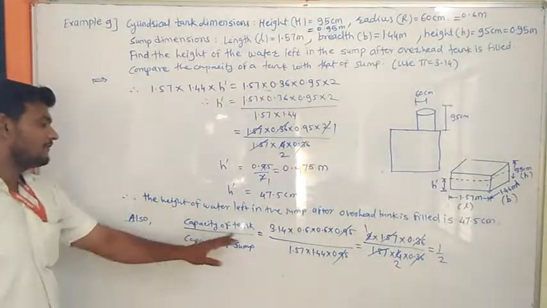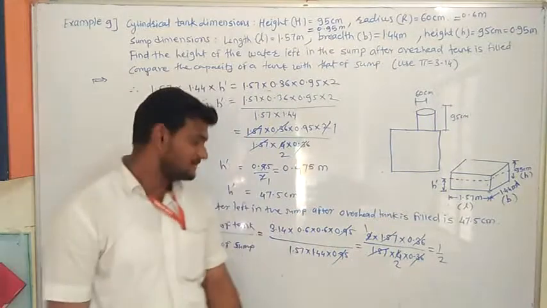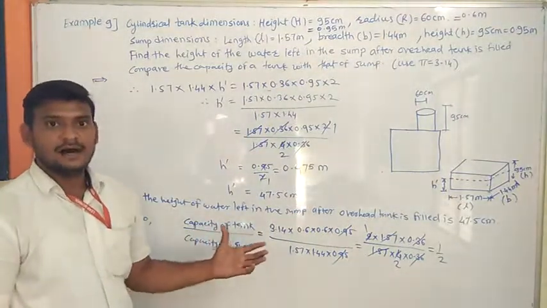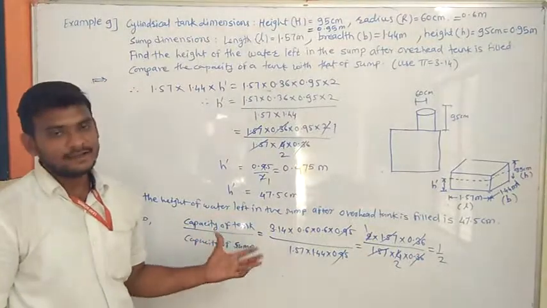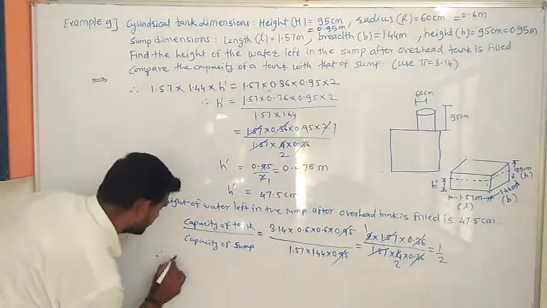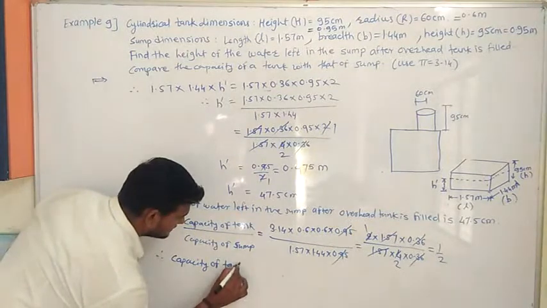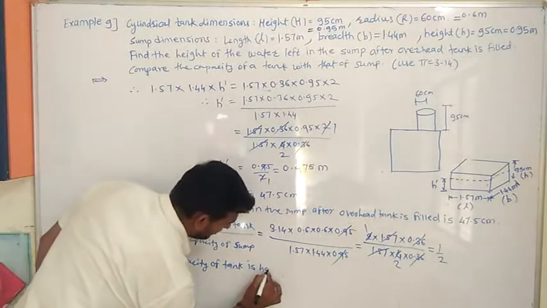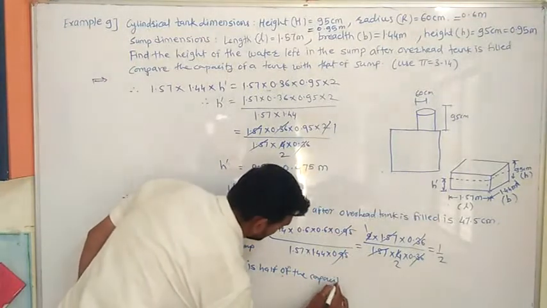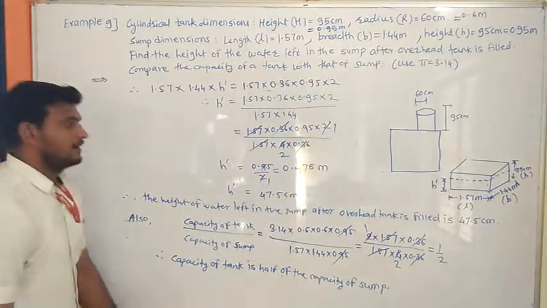We got capacity of a tank divided by capacity of a sump is equal to 1 by 2, which means that the capacity of a tank is half the capacity of the sump. Therefore, the capacity of tank is half of the capacity of a sump.